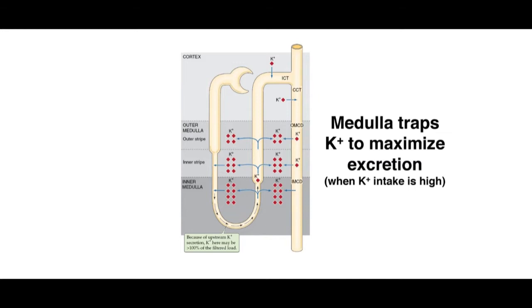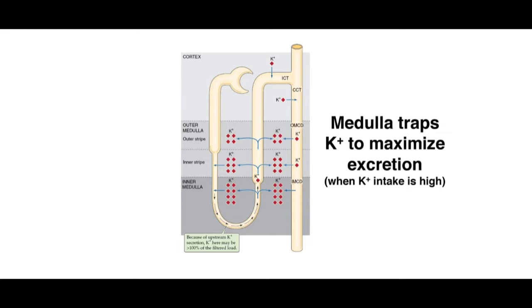But once you get down into the thin descending limb of the loop of Henle, what you start to see is secretion of potassium into the thin descending limb. So you get reabsorption happening in the proximal tubule, and once you get into the medullary region, depending on the gradients and depending on the concentrations, we're going to end up with secretion happening into the thin descending limb, reabsorption that happens majorly in the thick ascending limb. And then again, we have some more reabsorption that will happen from the medullary collecting duct.